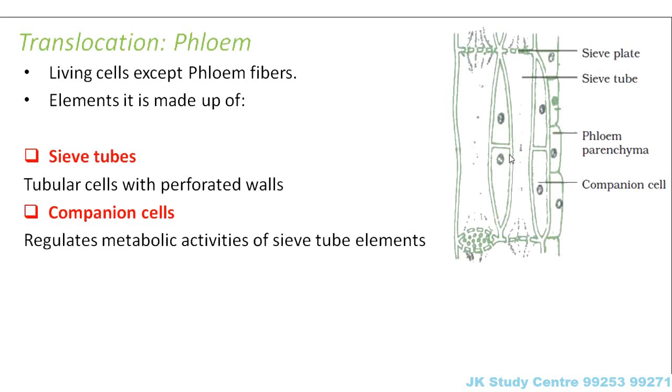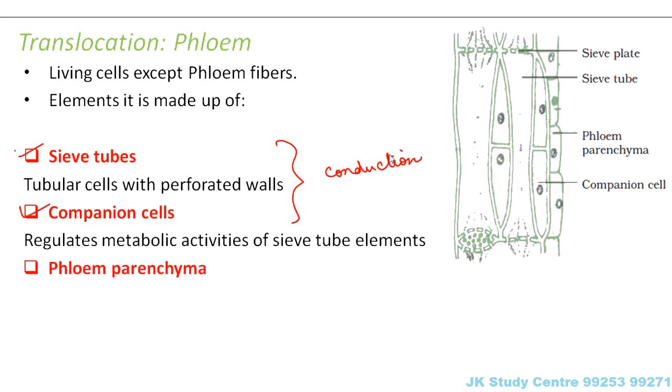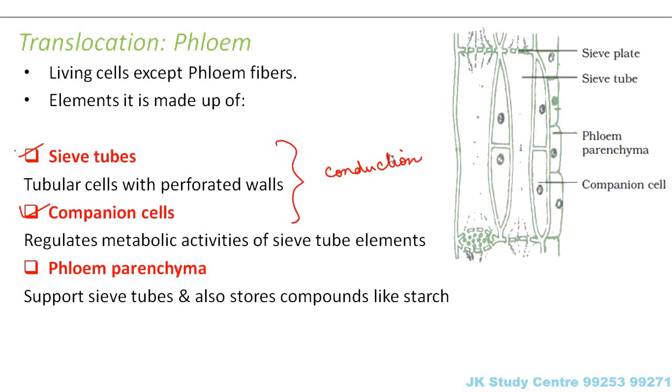Now these sieve tubes along with the companion cells are mainly used for conduction. Other than this, they also have phloem parenchyma, which is mainly used to support the sieve tubes and also store food. For example, xylem parenchyma was also mainly used for storage. Similarly, this phloem parenchyma is also used primarily for storage.